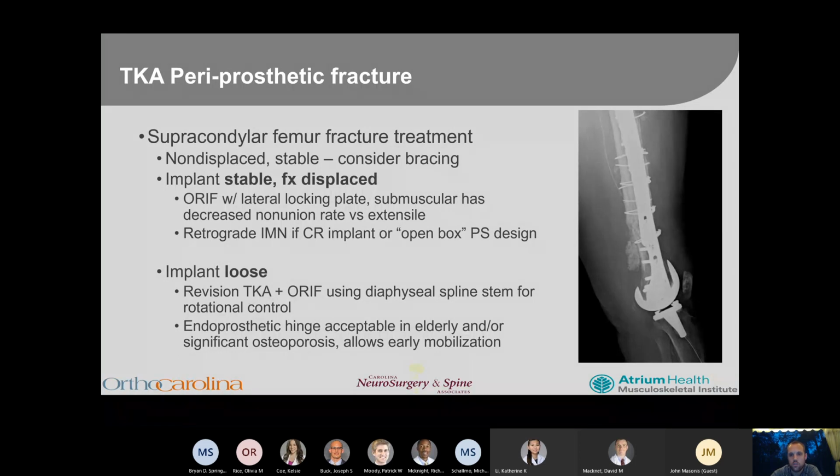For femur fractures in the supracondylar area, typically you're not going to see non-operative treatment utilized, but if it's a non-displaced fracture, that can be an option with bracing as a possibility.